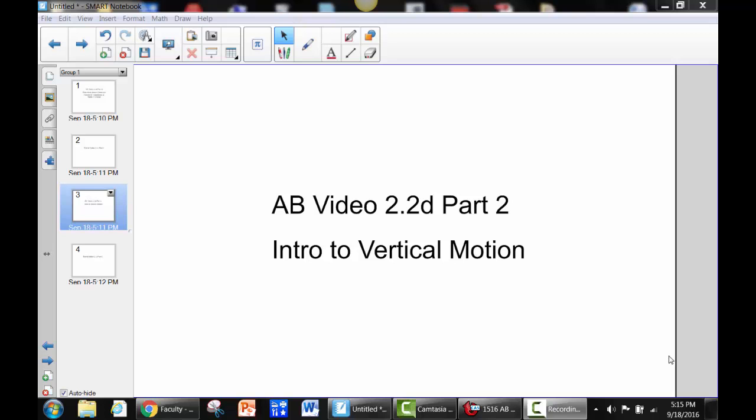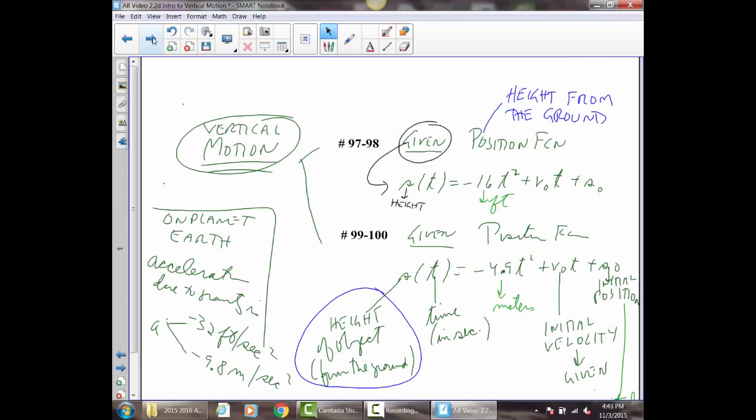Welcome to video 2.2D part 2, Intro to Vertical Motion. This is the compare version. Okay, so now we're going into physics. So if you don't like science, that's too bad.